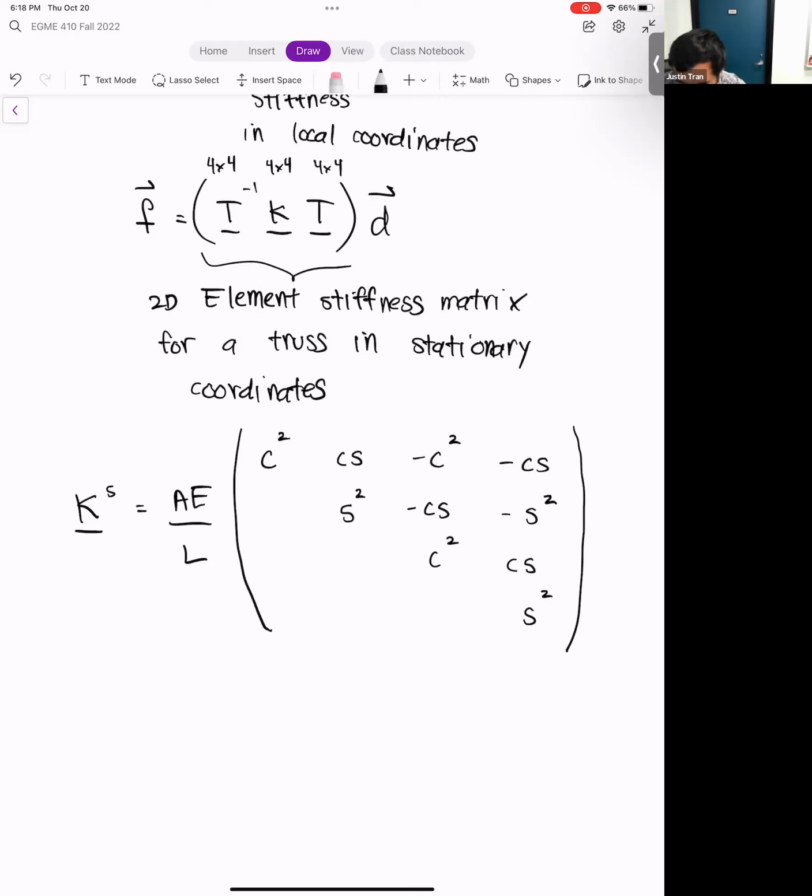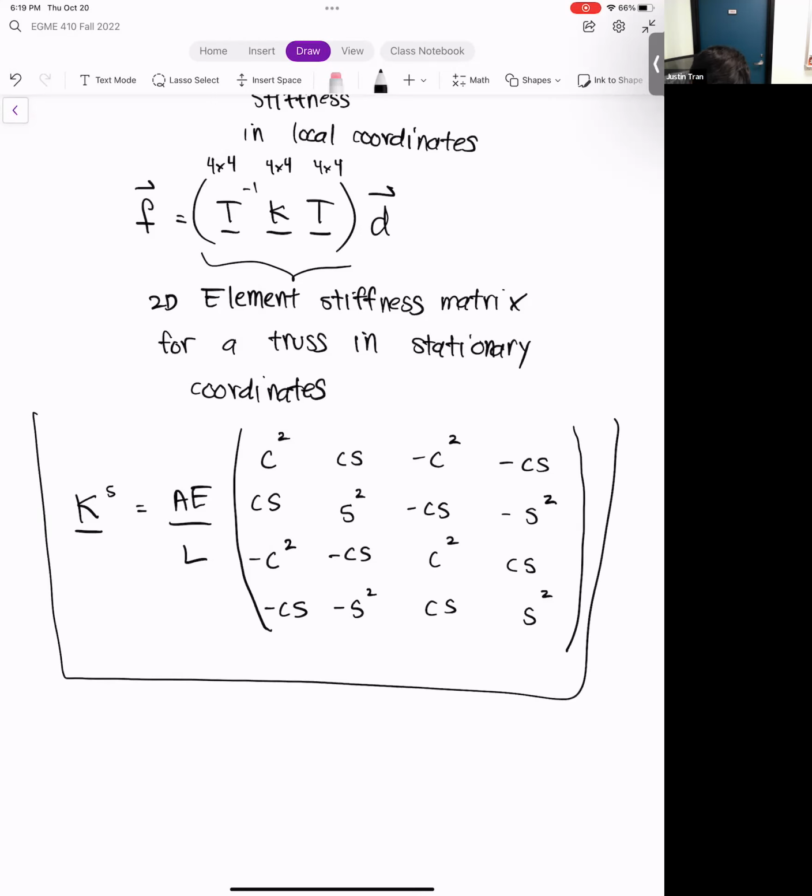But just for completeness, I'm going to go ahead and write in all of them for you, so you can just plug in when you're doing problems. So that's your element stiffness matrix for a 2D truss in the stationary coordinates. If you use this element stiffness matrix for a truss, we can now solve 2D truss problems, and we can run through our 5-step finite element process as we did before.